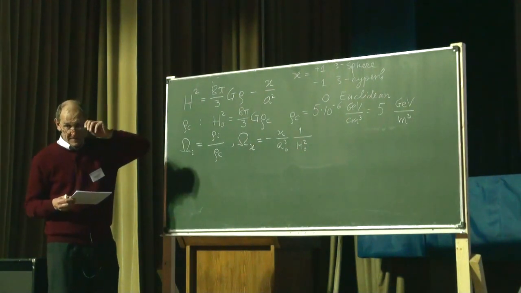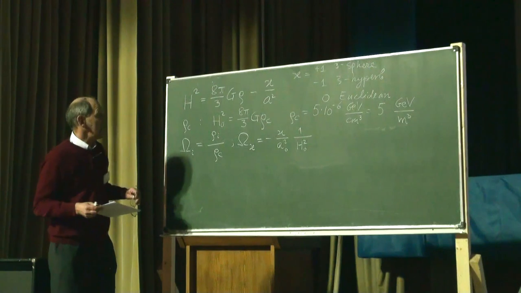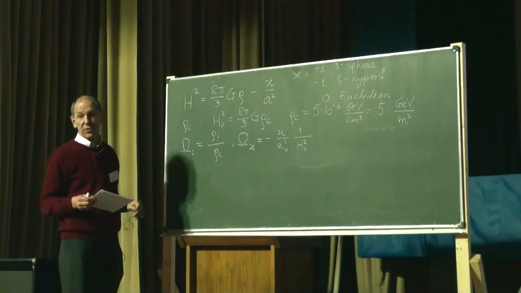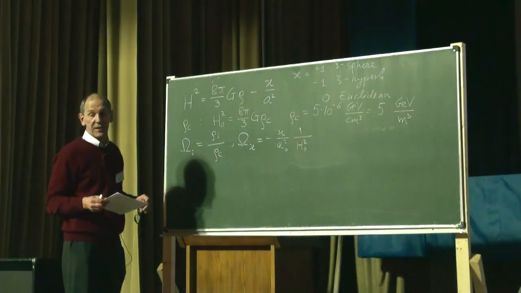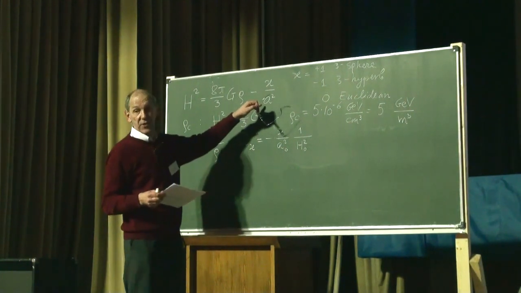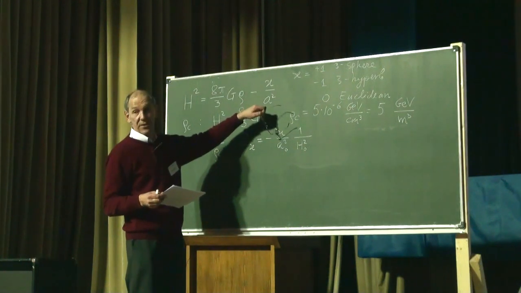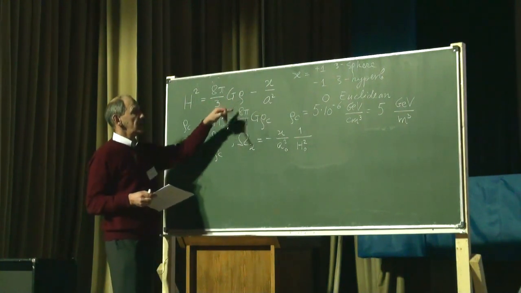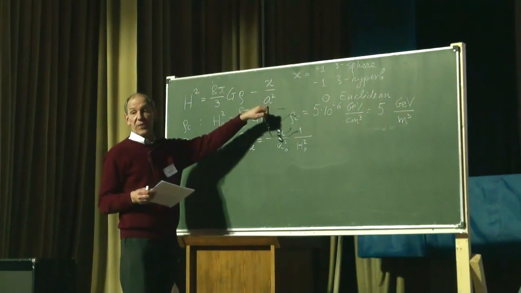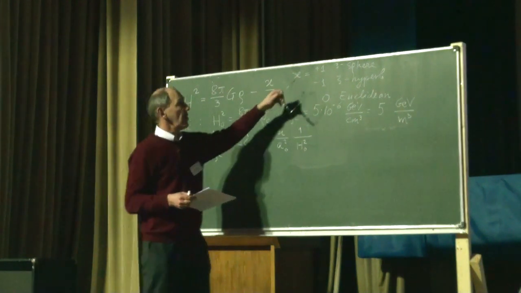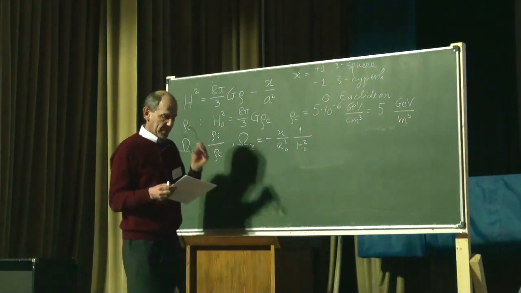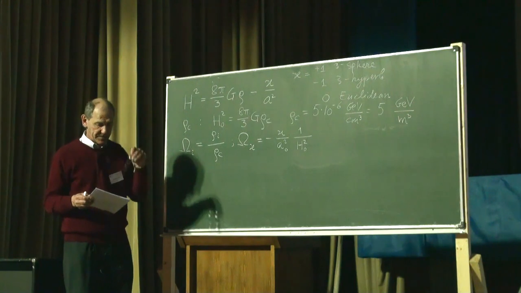In what sense is critical density critical? It is critical in the following sense. If the energy density of all kinds of matter today equals the critical energy density, then our three-dimensional space is Euclidean. This term is absent. If rho is equal to critical rho, then this term is absent, meaning that we have Euclidean three-dimensional space. So it's on the borderline between the three-sphere and the three-hyperboloid. That's why it's called critical.